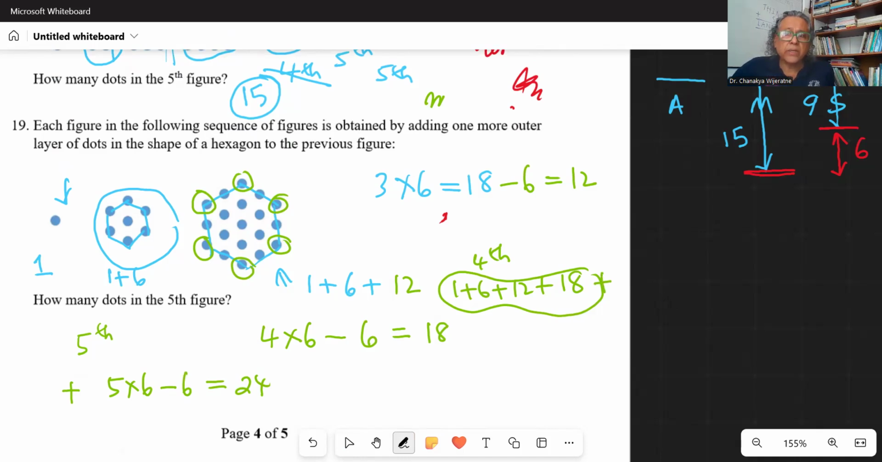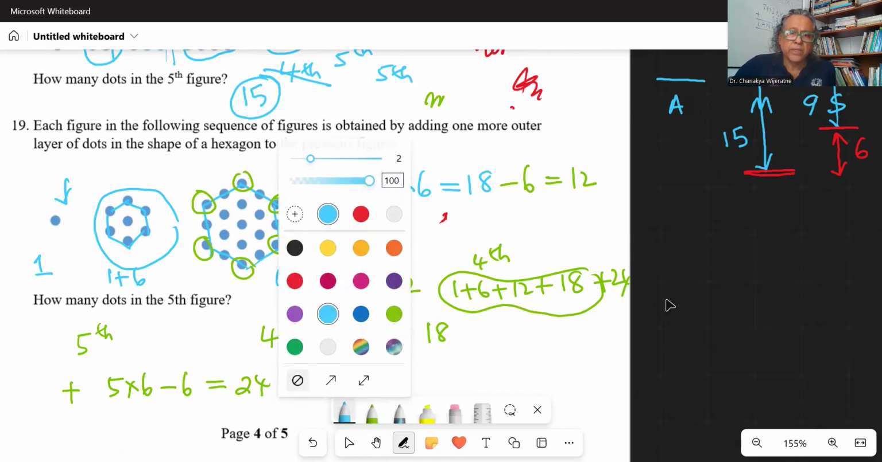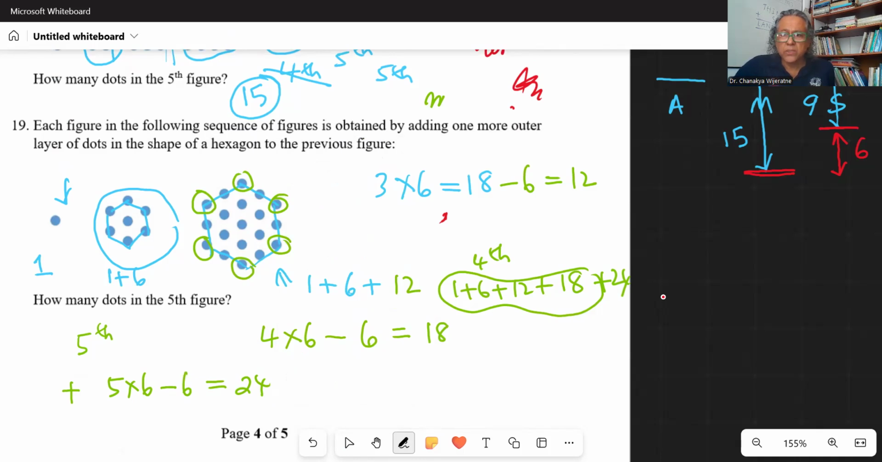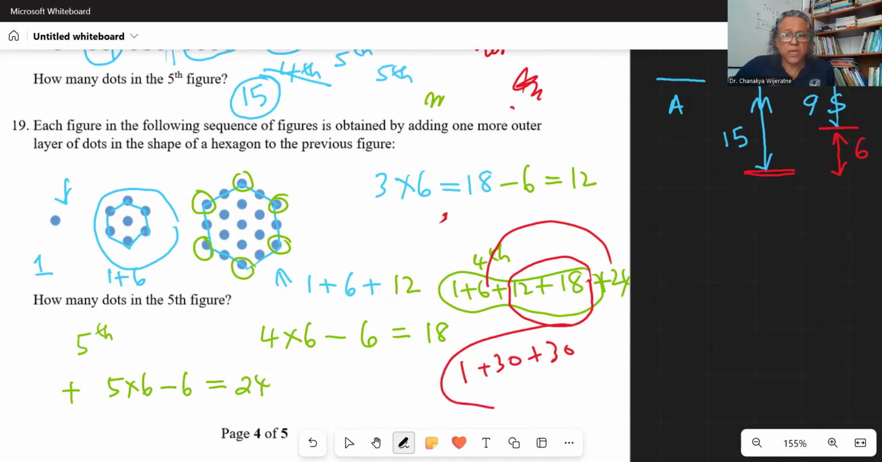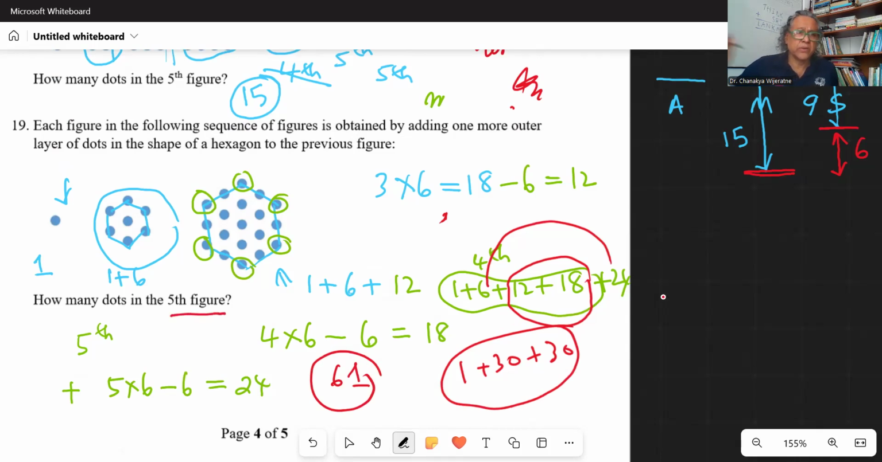Yeah, actually, there's a pattern, multiples of 6. So I'm going to add this up in blocks, that's my favorite way of adding. So 12 plus 18 is a nice number, 30. And this 24 and this 6, another 30. And then there's a 1. So it is actually 61. So there are 61 dots in the fifth figure. So let's go to the next question.